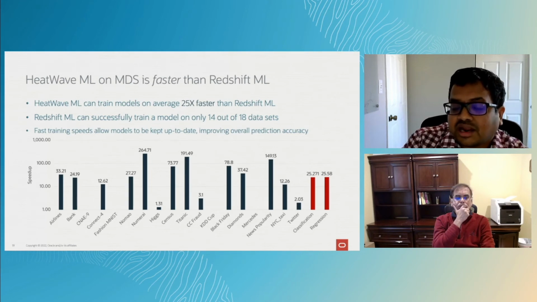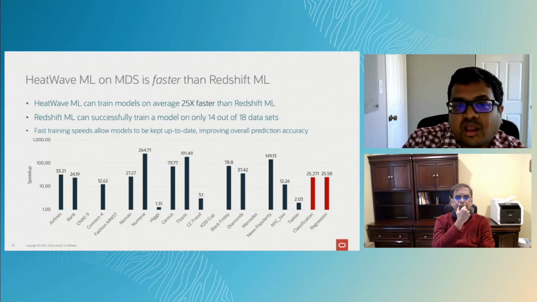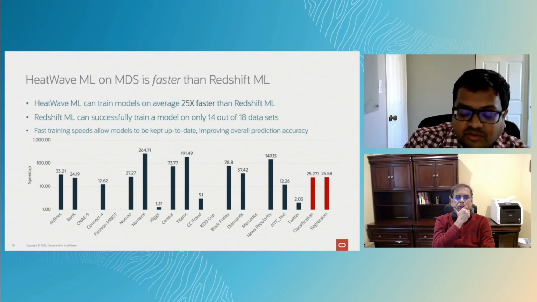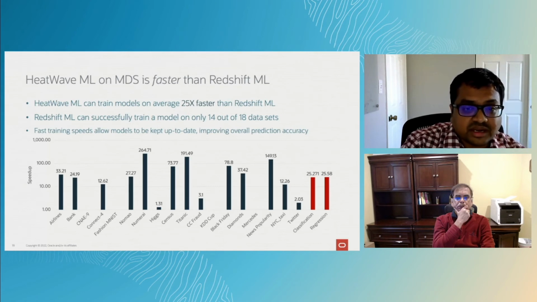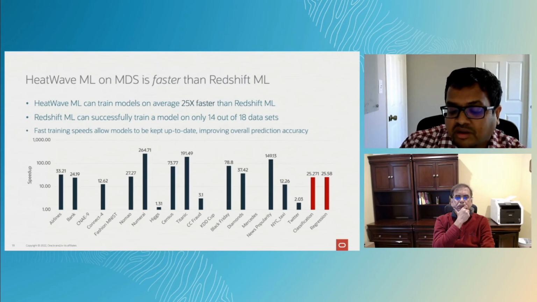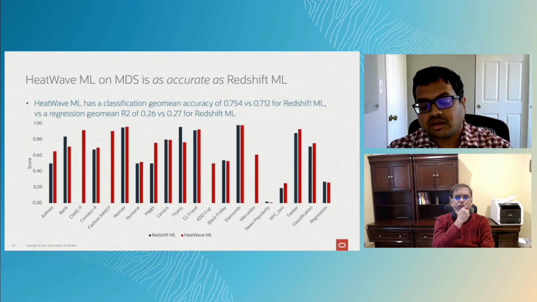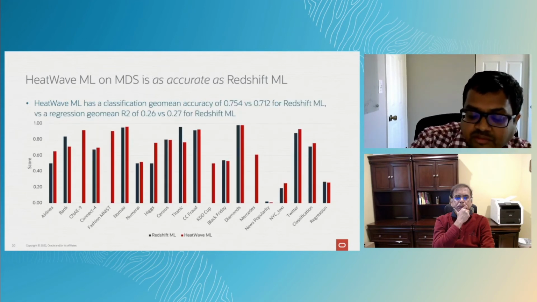The other thing to note is that some of the datasets are so varied, they have a lot of features, or they are too large. Redshift ML can only successfully train a model on 14 out of 18 datasets, where HeatWave can do this on all datasets. The other key part of what fast training buys you is that it makes retraining very easy and cheap. Whenever new data comes in, you can keep retraining your model, making sure the model is up to date. Training doesn't have to take a very long time or be too expensive, which improves overall prediction accuracy. Now, speed alone isn't everything for machine learning.